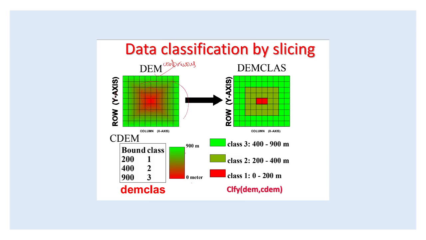This is the DEM image, and then the DEM has been classified into this format. This is for ease of understanding. Sometimes you just need to know this information. You don't need this gradient information, so you can do this. This is also known as slicing because we have sliced it into three classes.